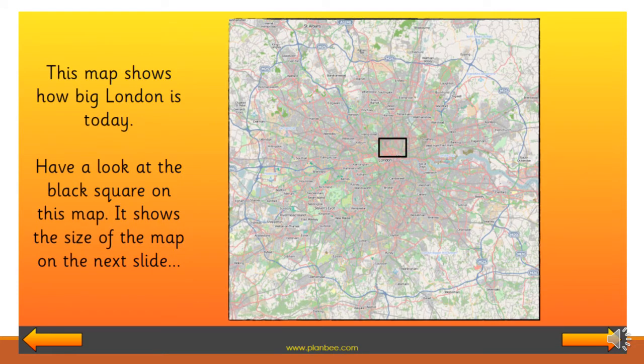So this map shows London today. You can see the blue circle that's going around roughly, that is the M25 motorway, and all within that area is London today in 2021. The black square is how big London was when the Great Fire of London happened. So it was a lot smaller than it is now.